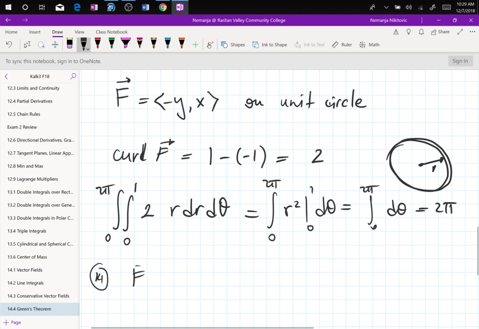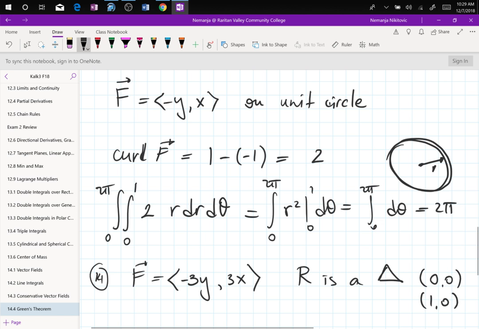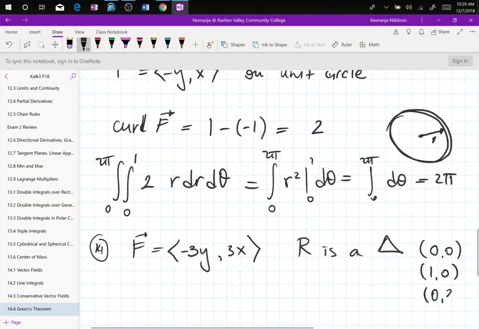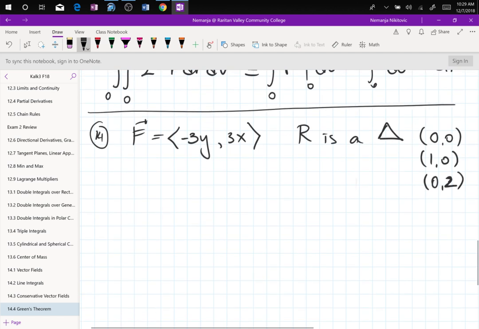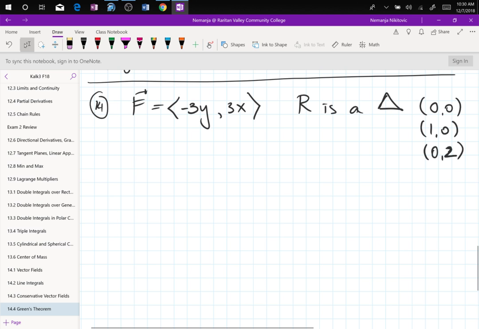We have vector field f given as -3y, 3x, and R is a triangle with vertices 0, 0, 1, 0, and 0, 2. This is our problem. What do we have to do this problem using the line integral?